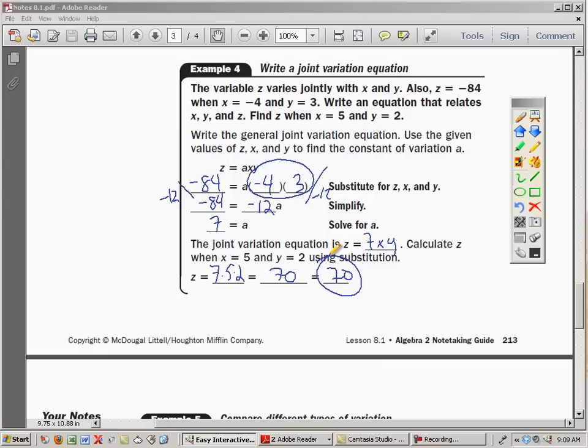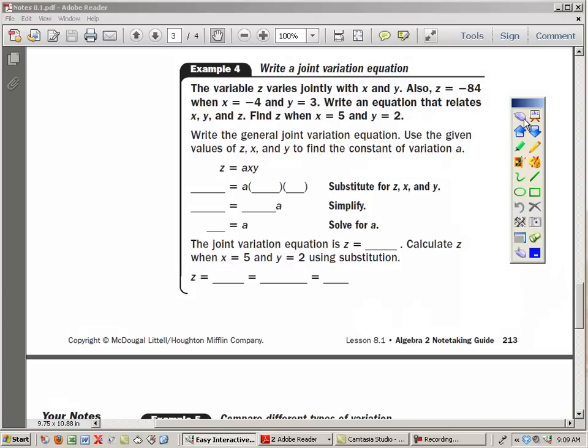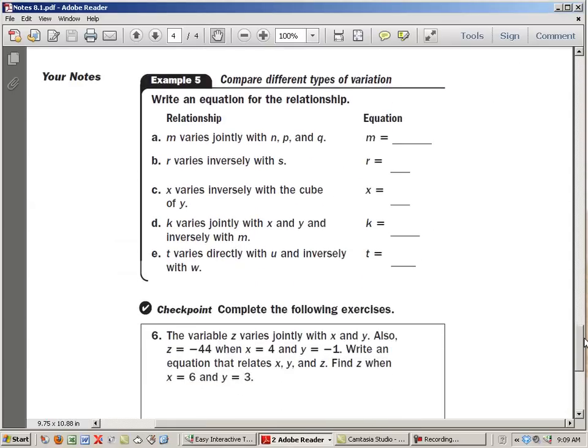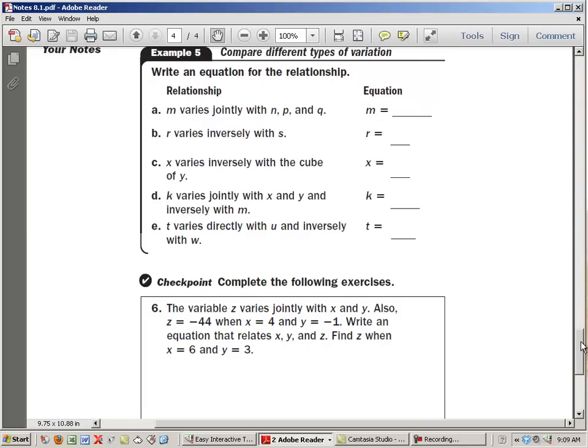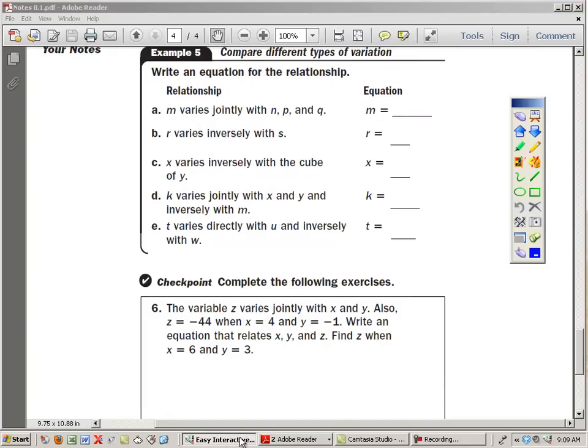Okay, let's go ahead and compare some different types of variation then. And let's see if we can write some equations, because now we're going to start mixing and matching a little bit. The first one's pretty straightforward, and then they get a little bit more complicated. It says m varies jointly with n, p, and q. So m varies jointly, so that means there's a constant of variation in here, with n, p, and q. So kind of a goofy equation, but m equals a times n times p times q, where a is my constant of variation.